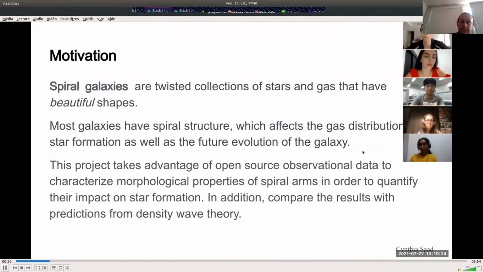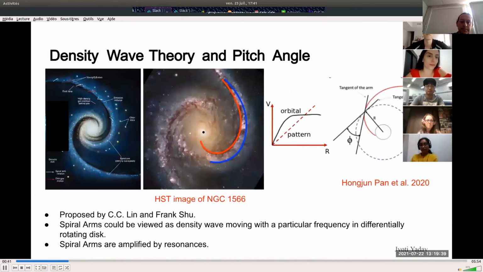of the galaxy. This project takes advantage of open source observational data to characterize morphological properties of spiral arms in order to quantify their impact on star formation, in addition to comparing the results with predictions from density wave theory. So Lin and Shu propose that these spiral arms are not material arms, rather they can be viewed as density waves, which are moving with a particular frequency in the differentially rotating disk.